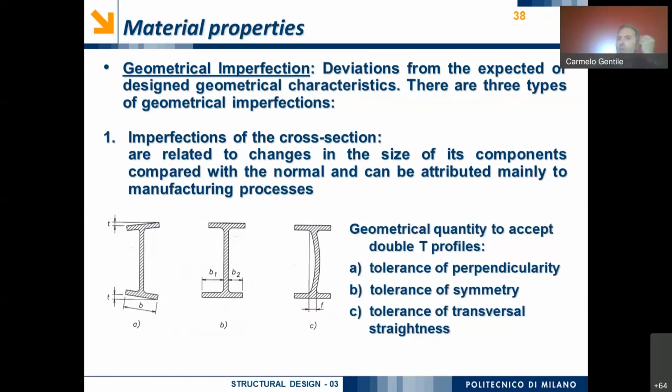We have already commented basically that in a steel structure we have three main types of geometrical imperfection. The first type are imperfection of the cross section. Of course, we have very small tolerances in terms of perpendicularity, in terms of symmetry, in terms of transversal straightness.